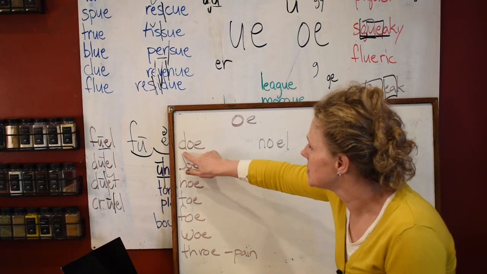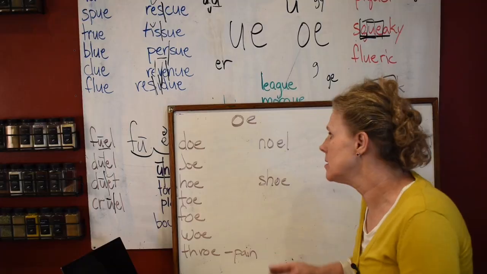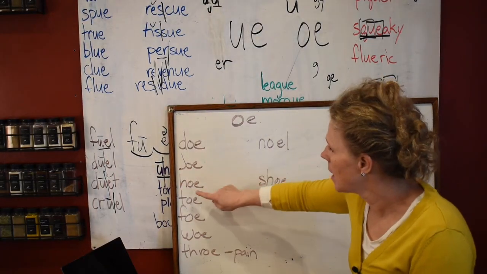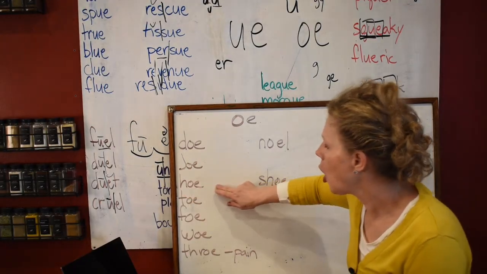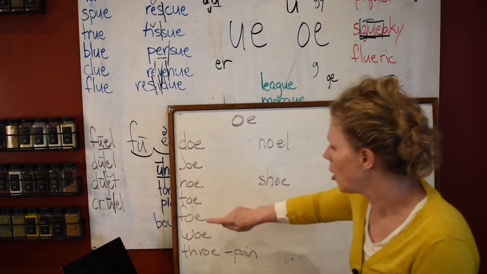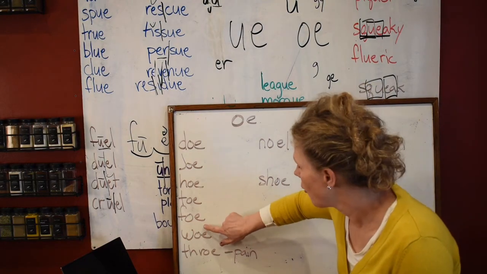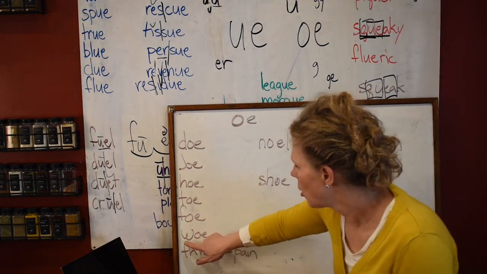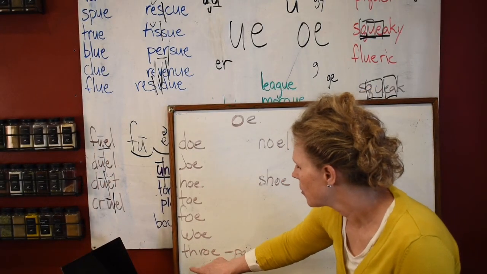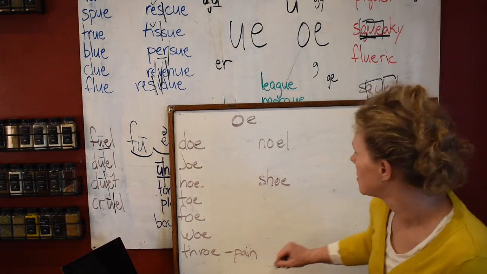Okay, this says D-O, doe, like doe, a deer, a female deer. J-O, Joe, it's a name. H-O, hoe, it's a tool. T-O, toe. F-O, foe, it's an enemy. W-O, woe. Th-r-o-w, throw, it means a pain.